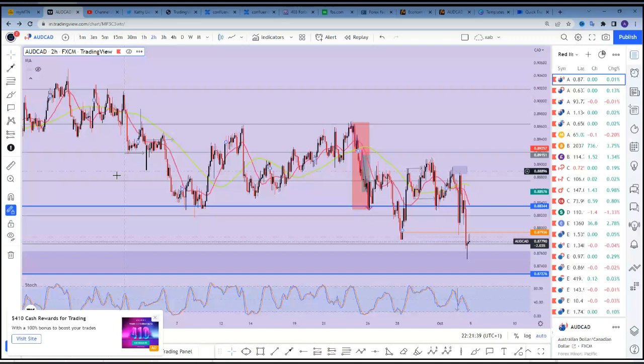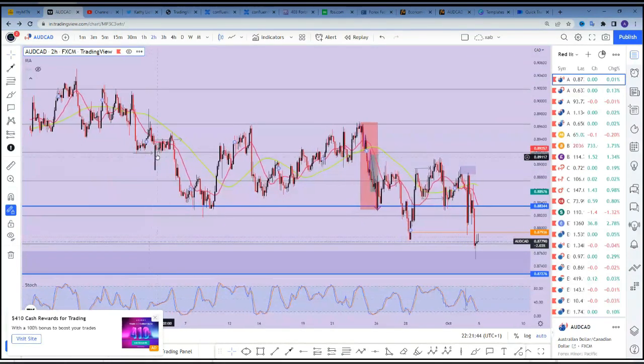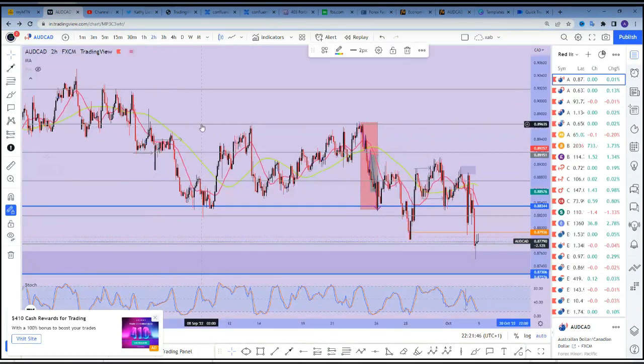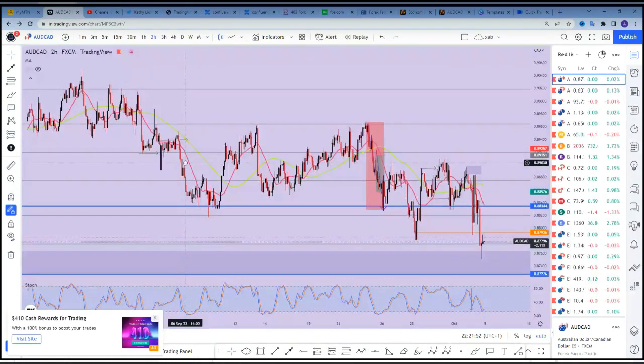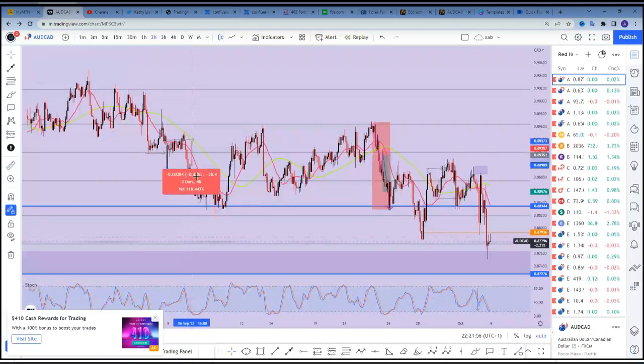All right, let me see. This would have been about 100 and something pips. All right, from this particular point here, from this particular point here, over down, yes, 102 pips.